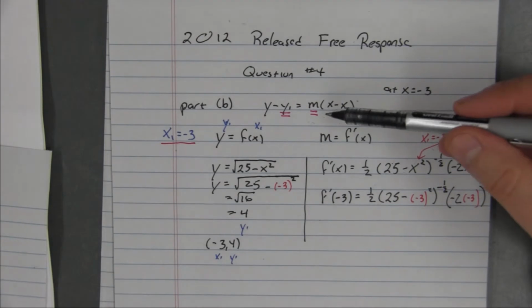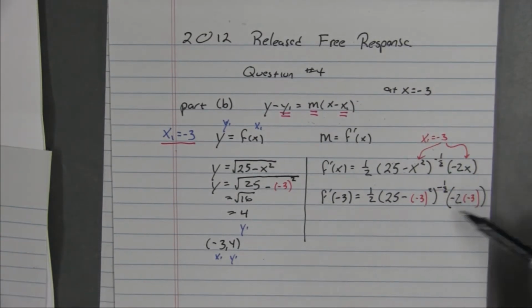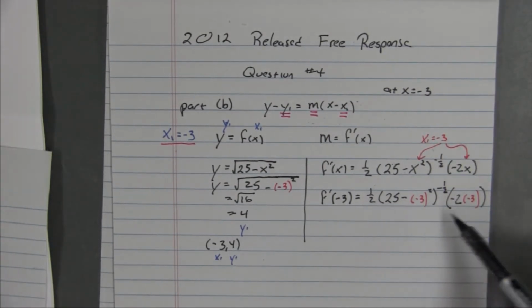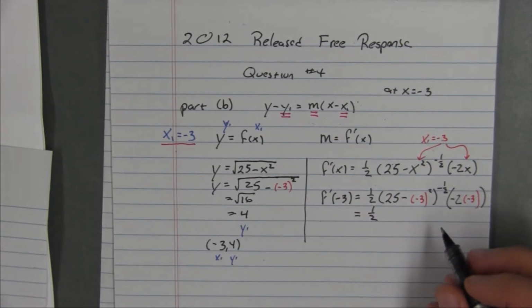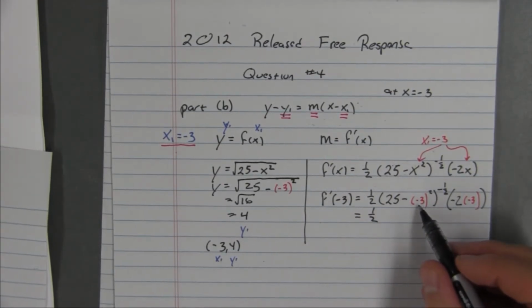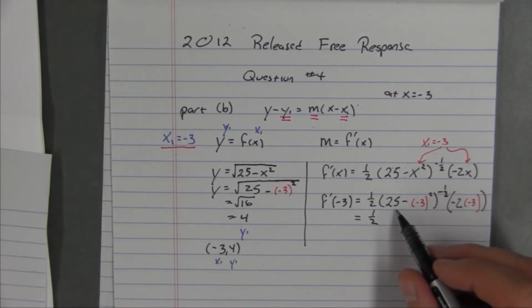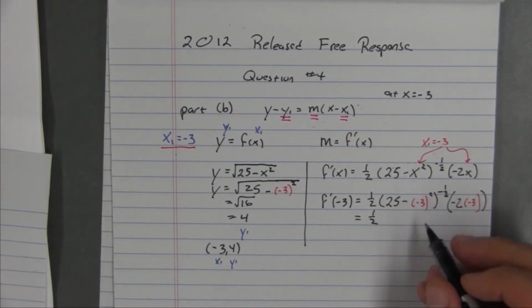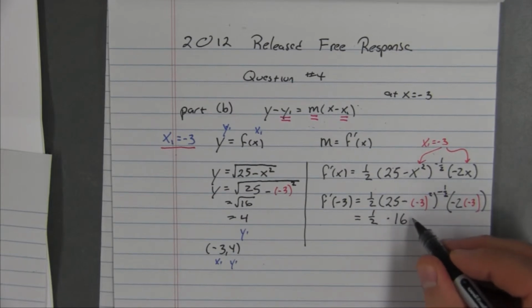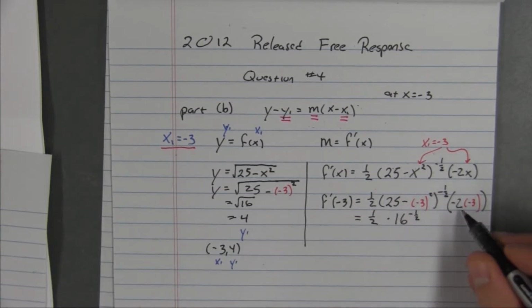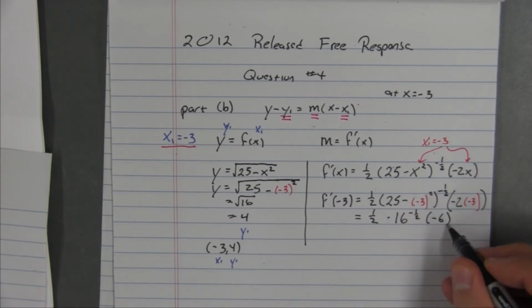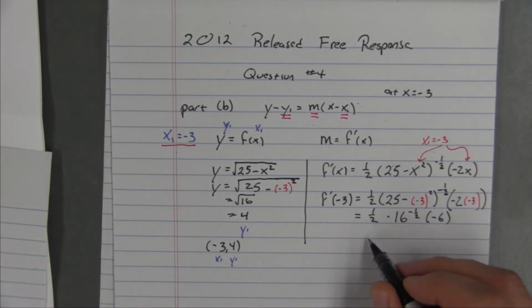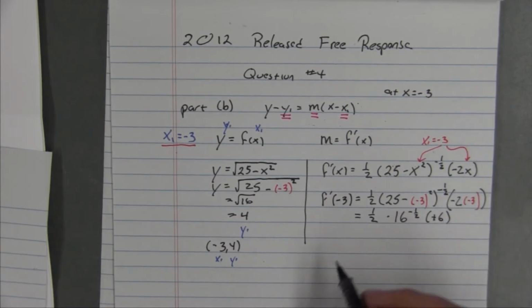However, since we have to put it in here, we don't want to have to keep writing that over again. So we probably want to simplify this as much as possible, and it's not too hard to do. So again, that 25 minus -3 squared, but that's 25 minus 9, so that's 16. So I have times 16 to the -1/2 power. And then here, this is -2 times -3, so that's times 6. Negative times negative is positive.